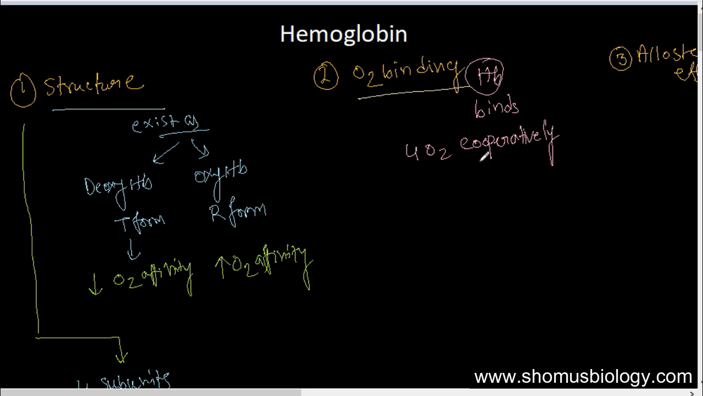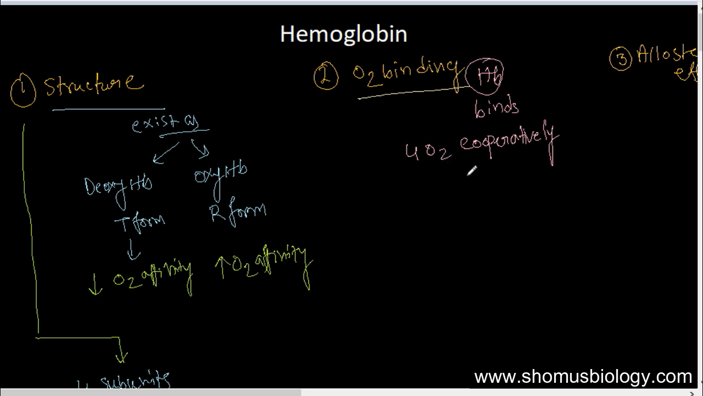What do we mean by cooperative binding? It means the first oxygen binding affinity is something, then the second binding affinity is more than the first one. The affinity for the third oxygen binding is even more, and the affinity for binding with the fourth oxygen molecule is even more. So the more oxygen binds with hemoglobin, the affinity of hemoglobin towards oxygen also increases.